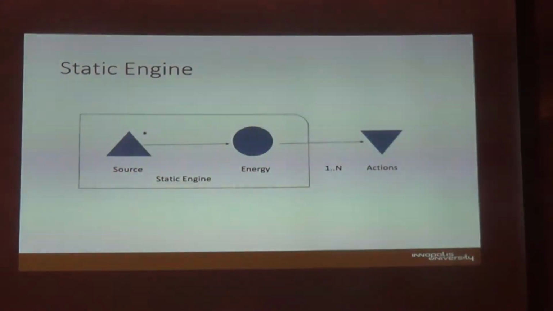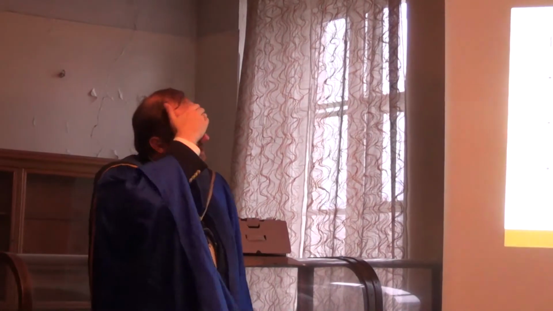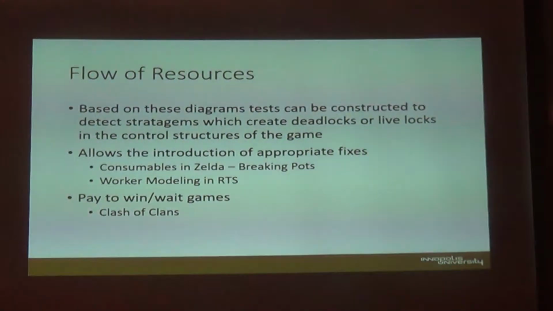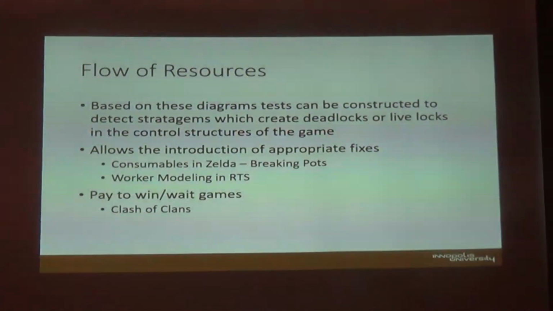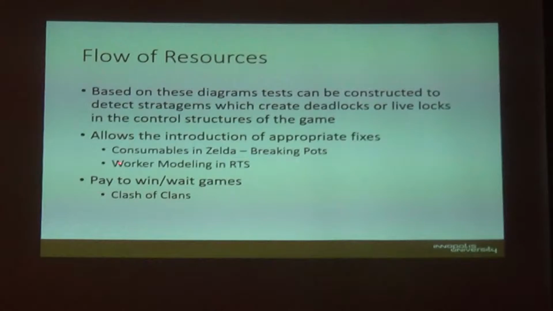Okay. So this is one way of looking at the rule system and coming up with these sorts of graphs. Based on these diagrams, you can then have tests. They're constructed attack stratagems that create deadlocks or livelocks in the control structures of the game. So either the game will completely break, or we'll get into one of these, you do this, I do that, nothing will ever end. And it allows construction of appropriate fixes.